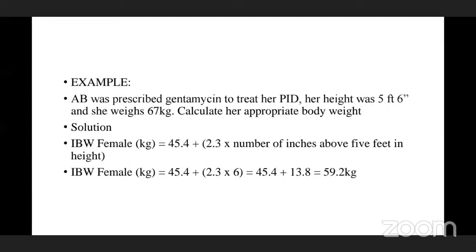The solution from the formula is 45.4 plus 2.3 times the number of inches above 5 feet. For this particular patient, she was 6 inches above 5 feet. So if you plug in the values, we have 45.4 plus 2.3 times 6 inches above 5 feet, and that will give us 59.2. Now her body weight was 67, but her ideal body weight should be 59.2.